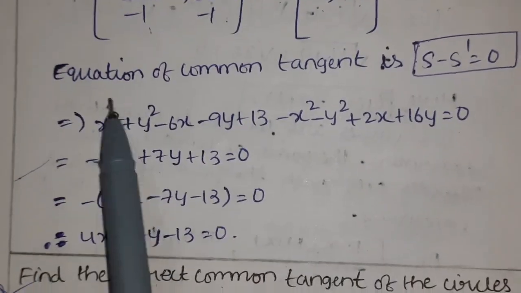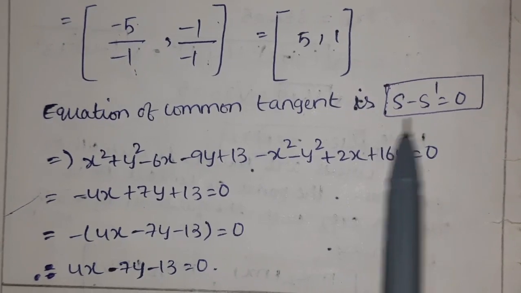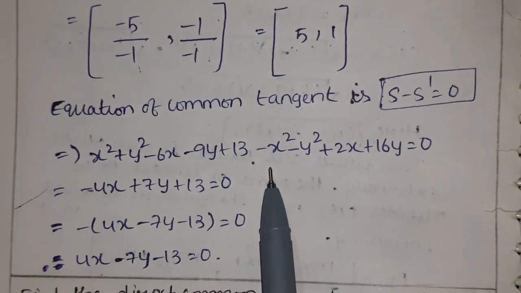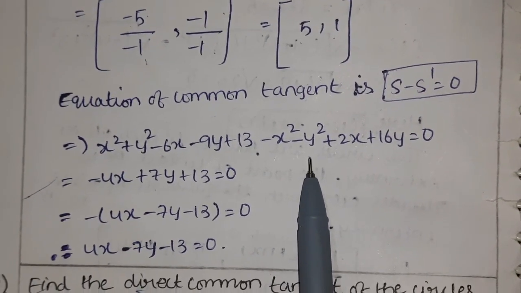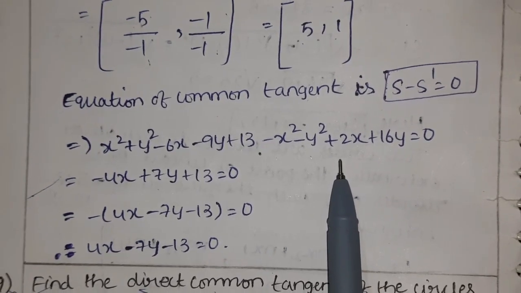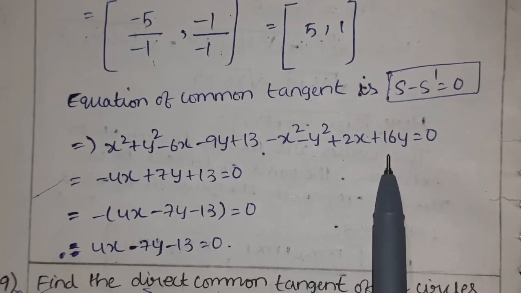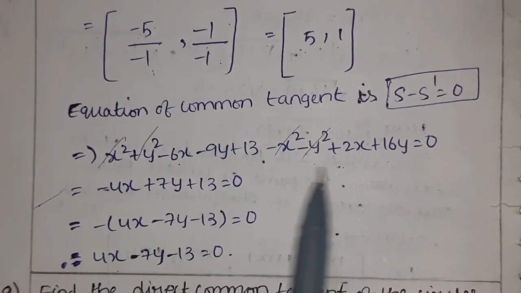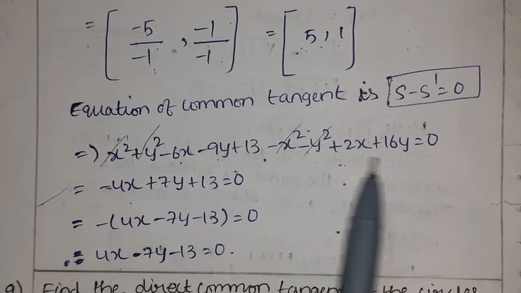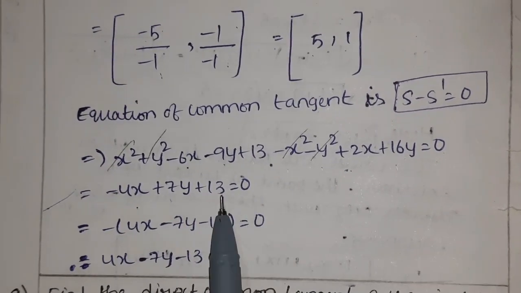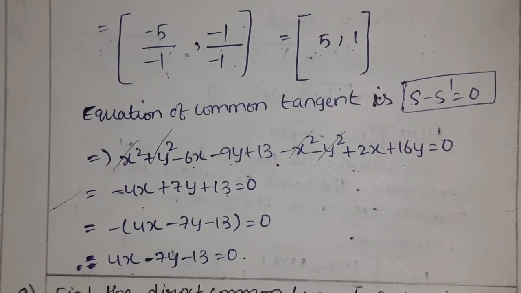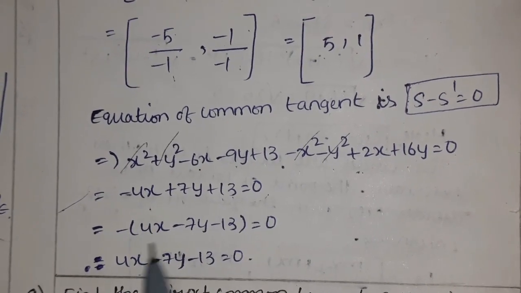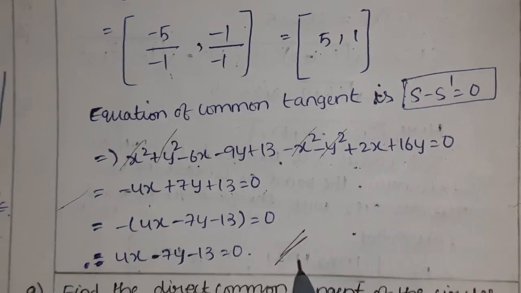Now the equation of the common tangent. Formula S minus S dash: first circle minus second circle. So plus x square means minus x square, plus y square minus y square, minus 2x is given so it will be plus 2x, minus 16 is given so plus 16y equals 0. So again x square, y square cancel. Next, minus 6 plus 2 is minus 4, minus 9 minus 16 is plus 7, constant as it is. So there is no common factor, but we should not write a minus on the x coefficient, so send it to the right side or take minus common. Anyway, this is the equation of the tangent.